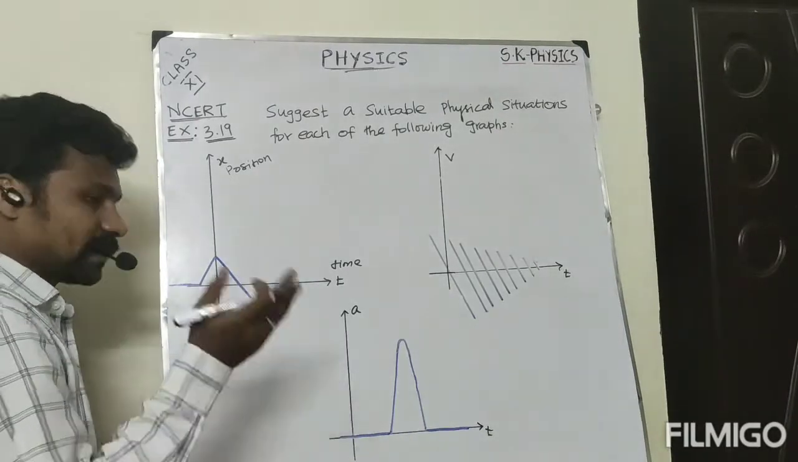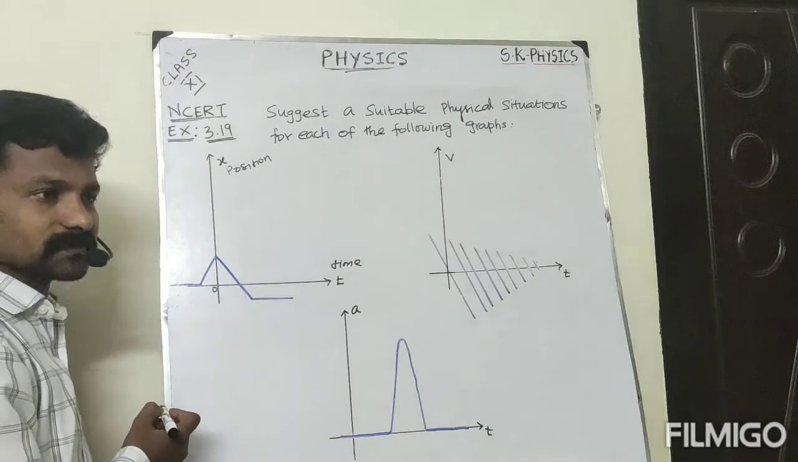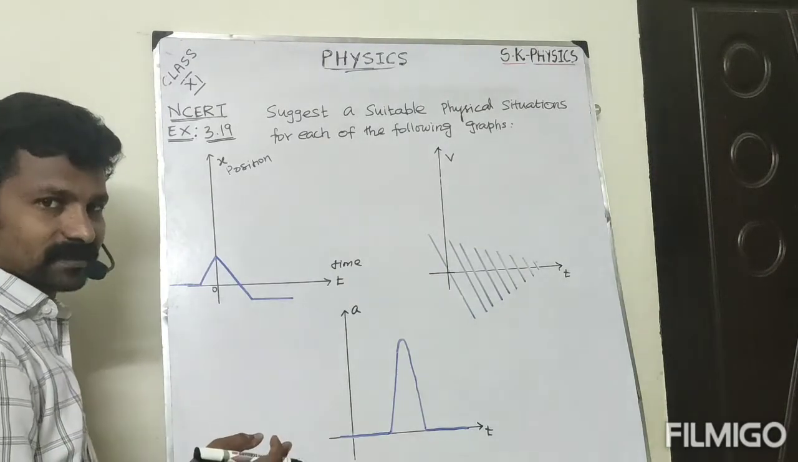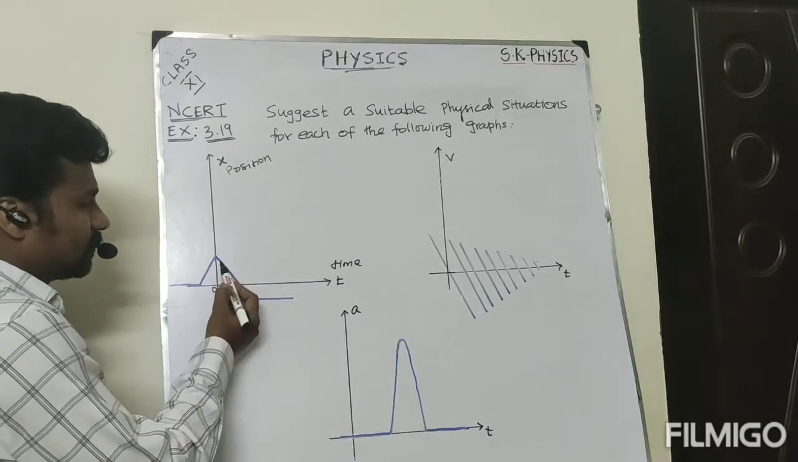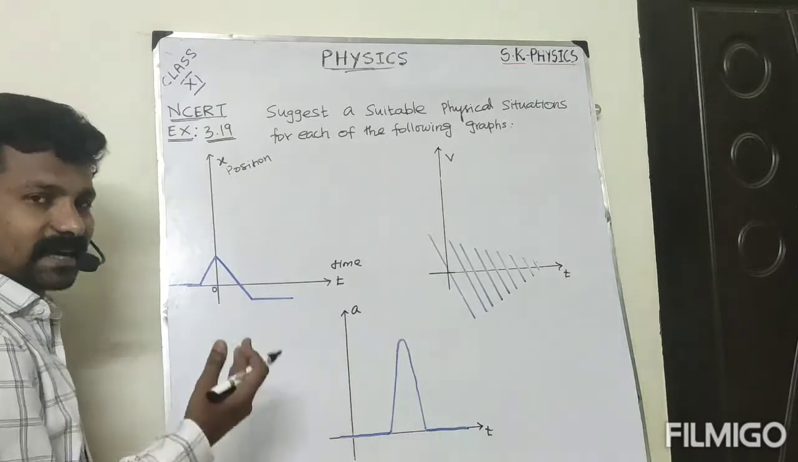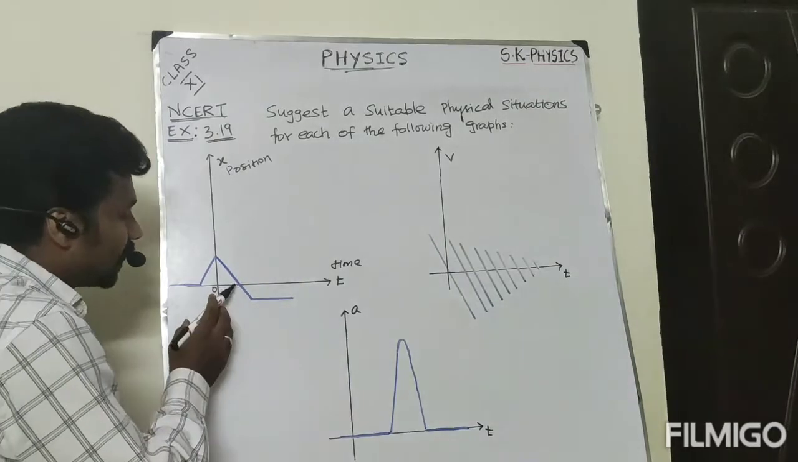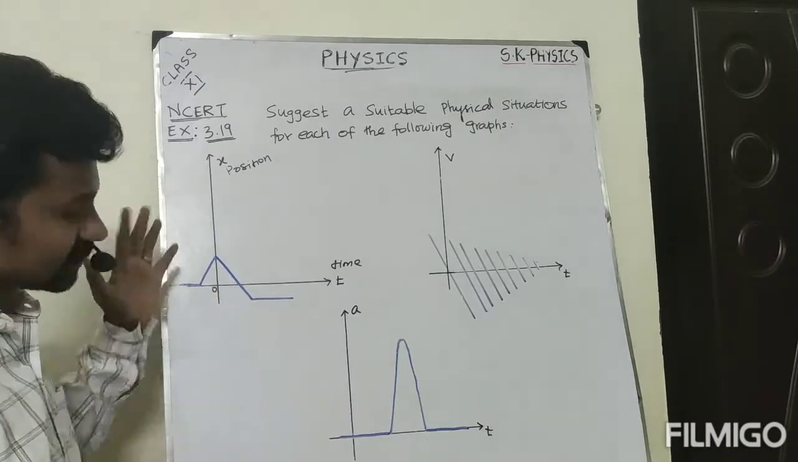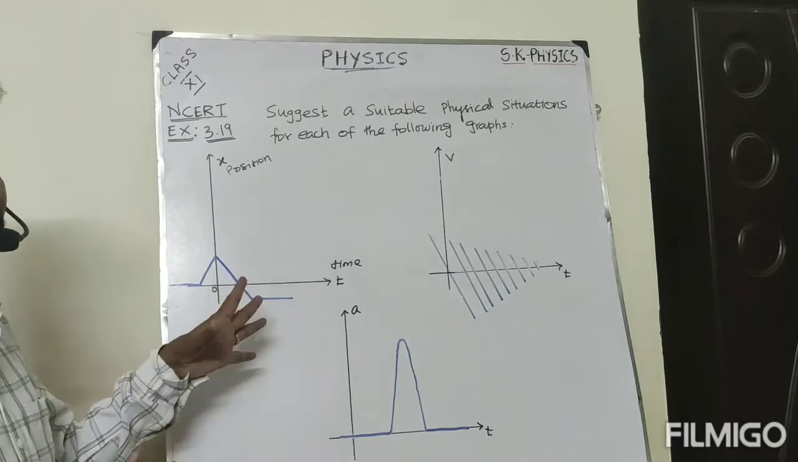After that, it is gradually increasing in some direction. The position is changing in the forward direction. Then again it comes back in the reverse direction. Then again it crosses the initial position, then becomes rest.